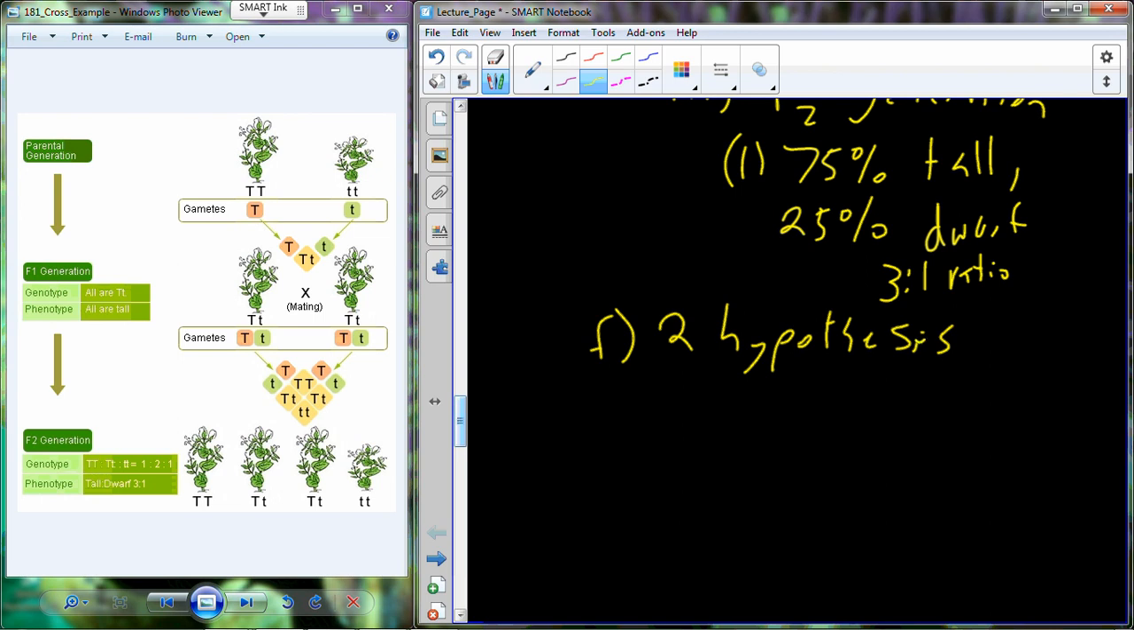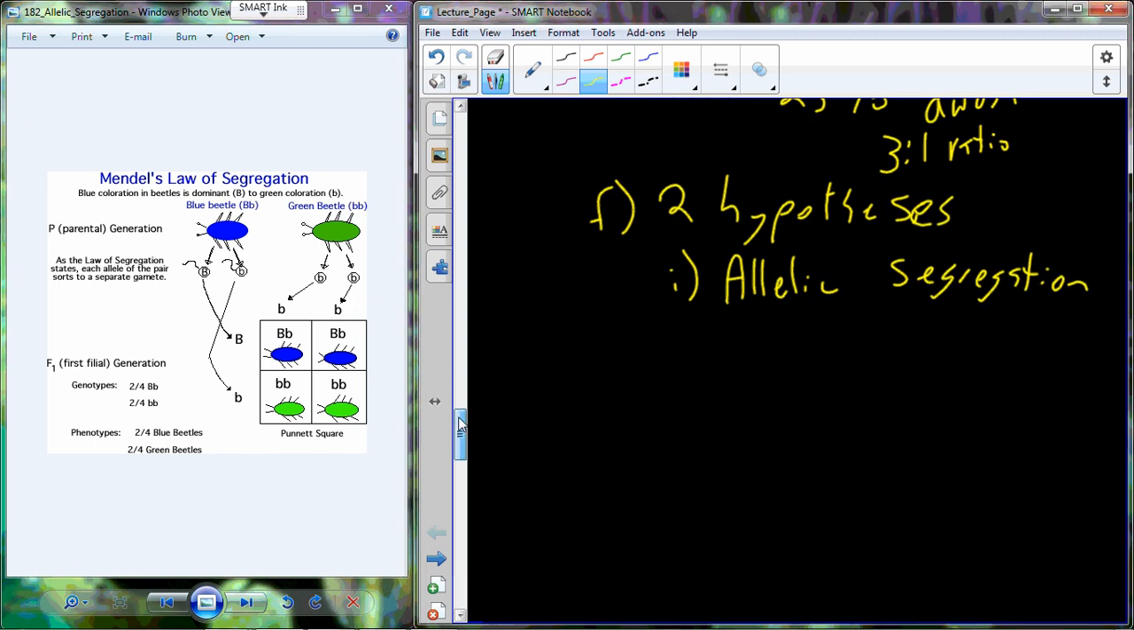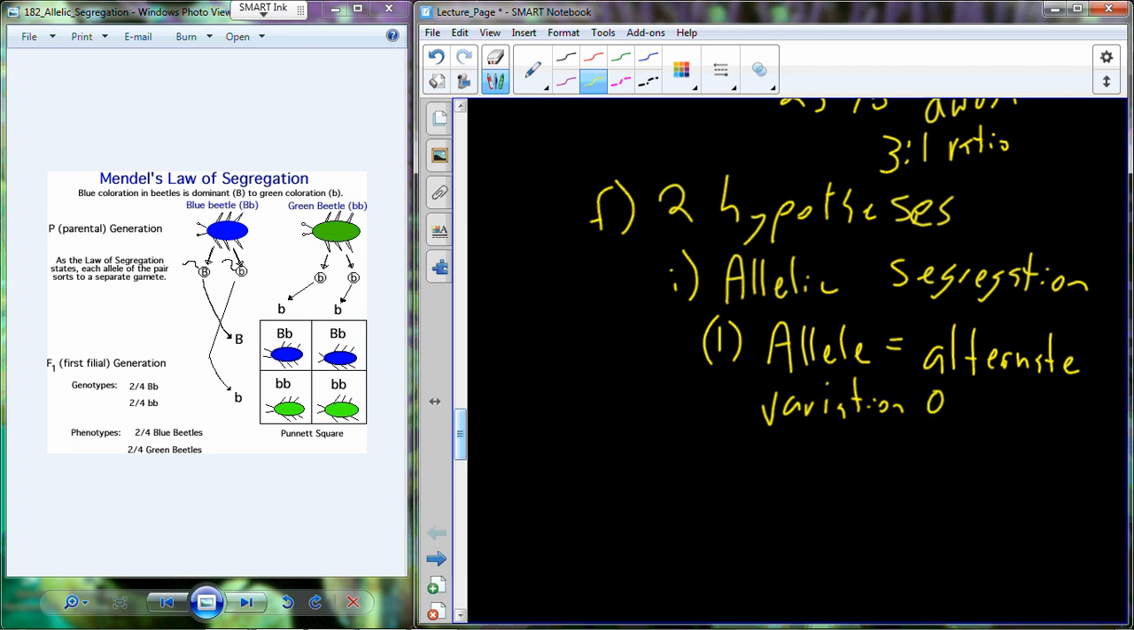And based off of that information, all tall in the F1, 3-to-1 ratio in the F2, he devised two hypotheses. The first hypothesis is known as allelic segregation. Allelic segregation requires the definition of the term allele. He was using this term allele to represent the alternative variation of an individual gene. So he started to say, we have a gene for plant height. And that gene for plant height has alternative versions. We have one that will dictate a tall plant and one that will dictate a short plant. So we had two alleles, a tall allele and a short allele for that gene for plant height.